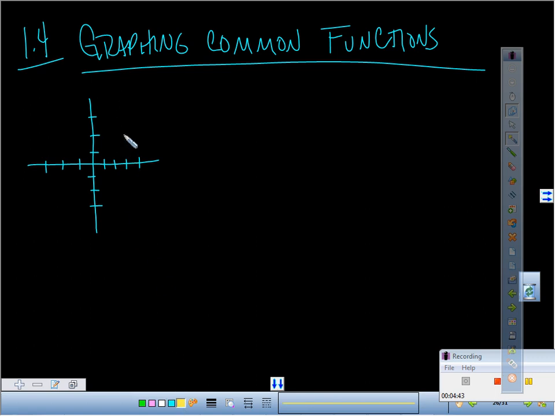All right, so here we go. Two minutes. I want you to write the name of it, what type of function it is, what its parent function is, and then see if you can write the equation for this function.